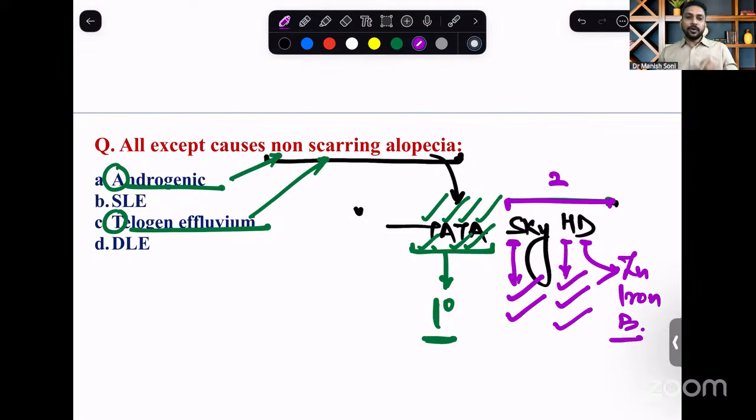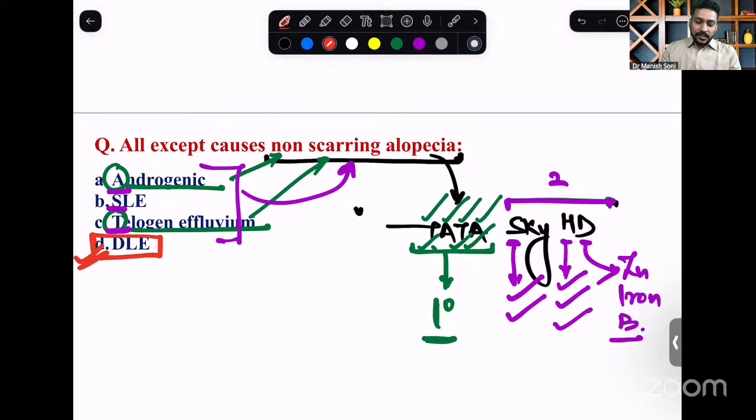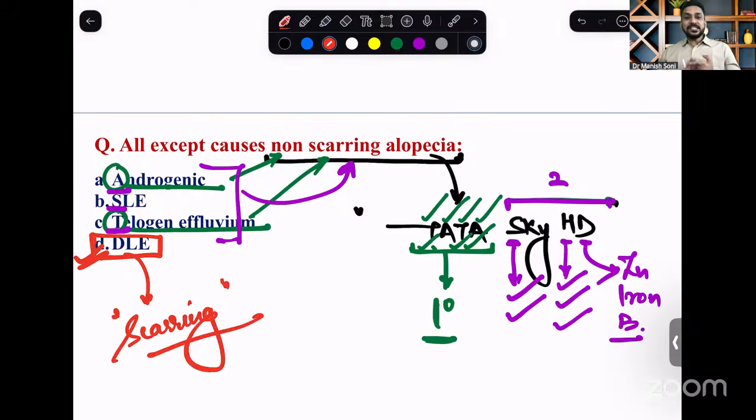If you look at these 4 options, A, S, and T are present. All these 3 are non-scarring alopecia. The answer becomes DLE, where scarring alopecia is seen. Scarring alopecia means cicatricial alopecia, permanent type of alopecia. Once the hair follicles are gone, they cannot come back because this is a permanent type.